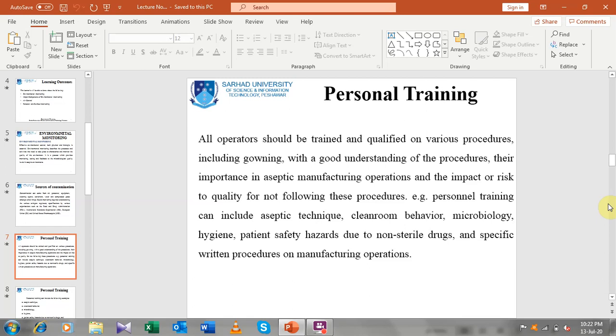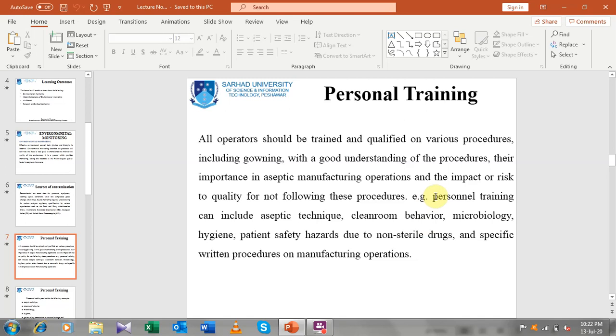For example, personal training can include aseptic techniques, cleaning, clean room behavior, microbiology, hygiene, and patient safety hazard due to non-sterile drug. These are some examples that the personal training should cover.